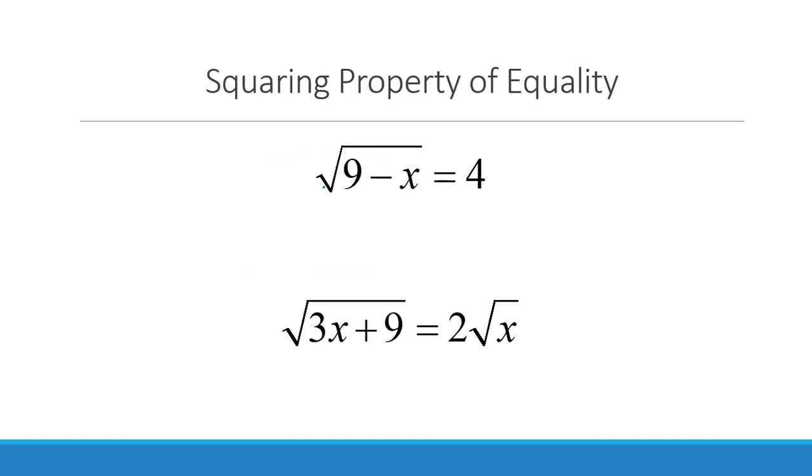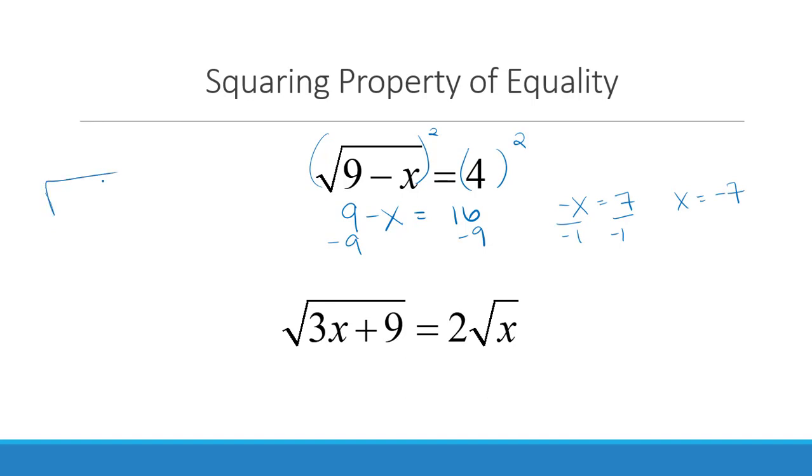So with this first one, as long as the square root is by itself, you're good to go. We're going to raise both sides to the second power. Raising a radical to the second power just drops the radical, and then 4 times 4 is 16. So to solve this equation, we'll subtract 9 on both sides. So this is negative x is equal to 7. And so then we divide both sides by negative 1. And then we get x is equal to negative 7.